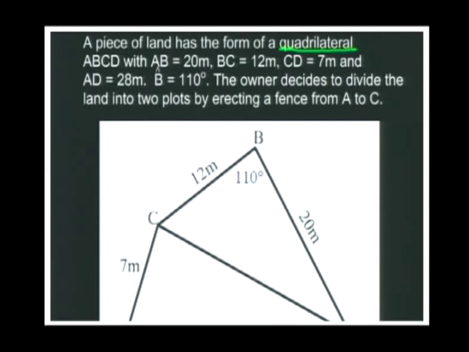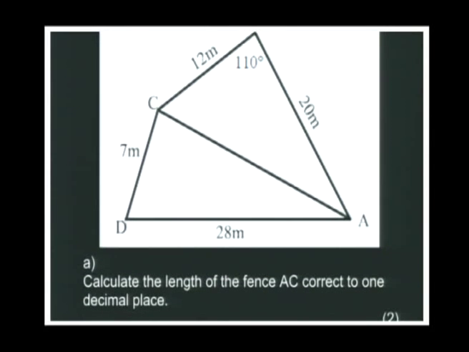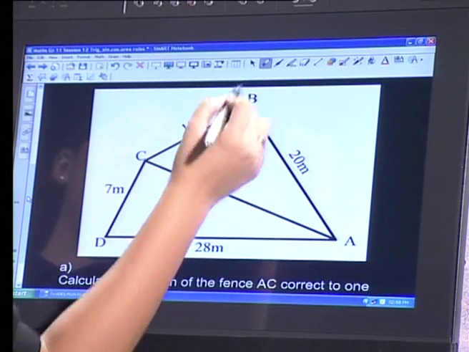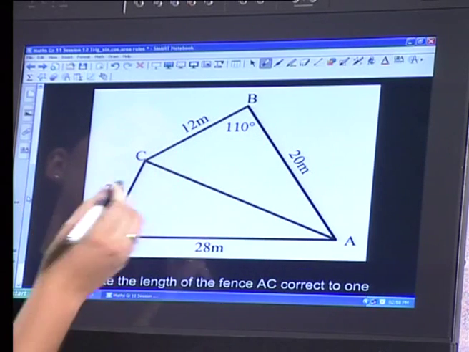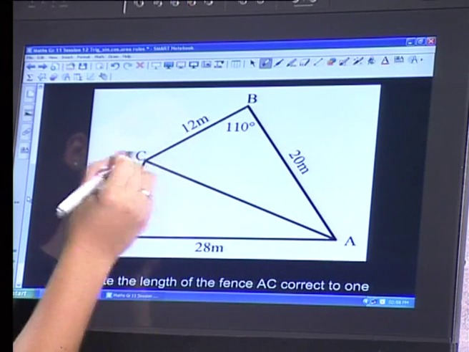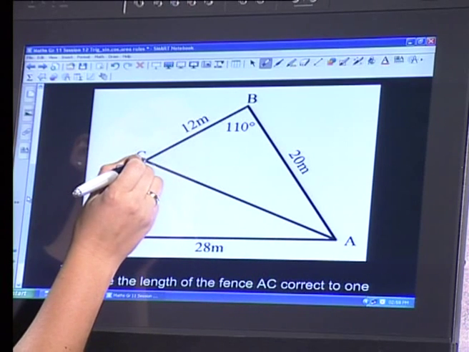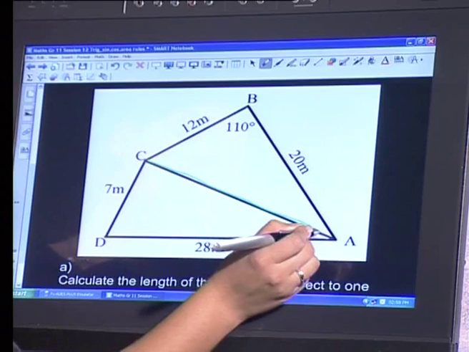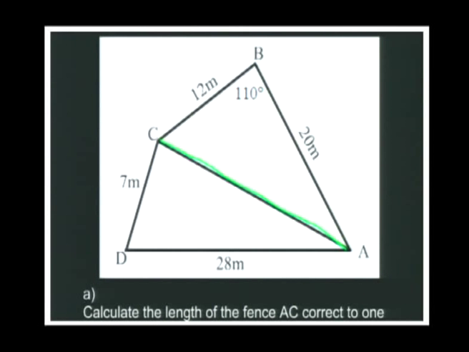Now, the owner decides to divide the land into 2 plots by erecting a fence from A to C. So imagine that you've got an aerial shot of a piece of land, and this is what your land looks like. Let's give this farmer a name. Let's say Farmer Brown has got this land, and he's decided he doesn't want it all as one piece. He wants it as 2 pieces, and he's going to erect a fence. They told us the fence was AC. So this over here is our fence, and I'm just going to put a color to it. And this fence, which is our line, has now divided our quadrilateral into 2 triangles.